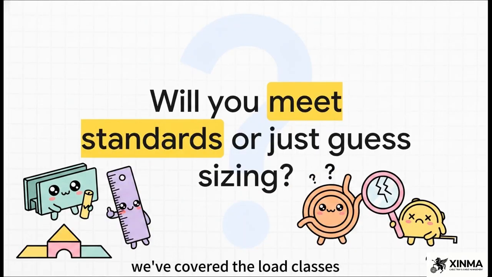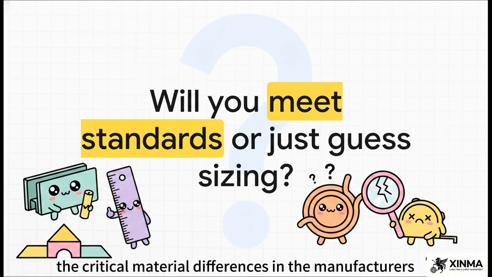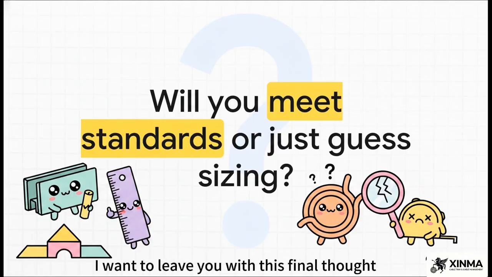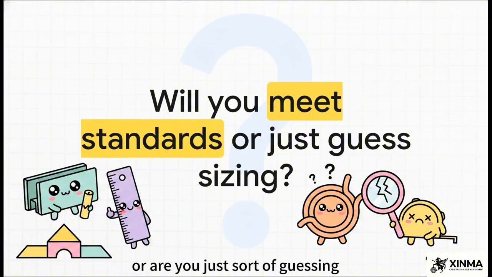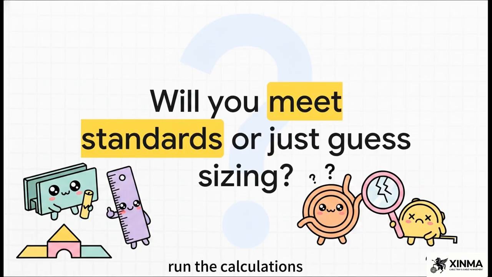We've covered the load classes, the absolutely essential 40% fill ratio, the critical material differences, and the manufacturers actually setting the global standard. So, as you look at your blueprints today, I want to leave you with this final thought. Are your upcoming 2026 project specs rigorously engineered to meet the standard, or are you just guessing and hoping for the best? Seriously, don't leave your critical infrastructure to chance. Run the calculations, demand the correct materials, and build it right the first time.